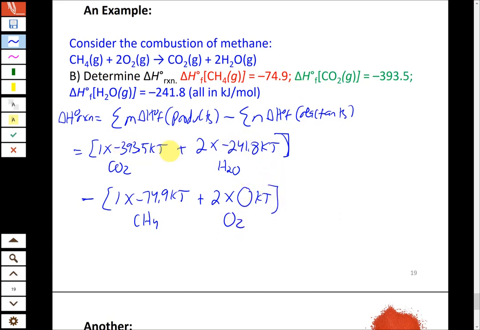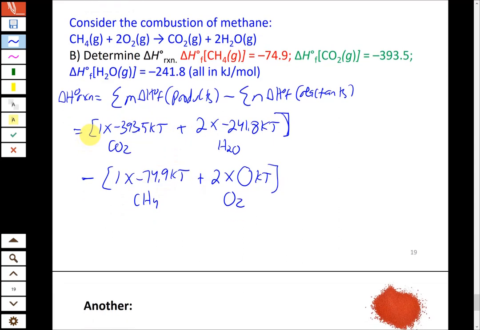So we're going to add those numbers together on the product side and then subtract from that the number that's on the reactant side. And what we should come up with then is minus 802.2 kilojoules, or somewhere in that vicinity.